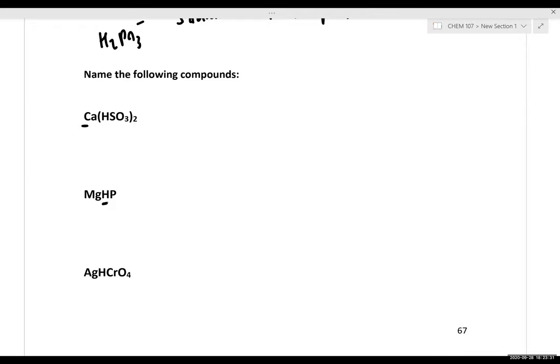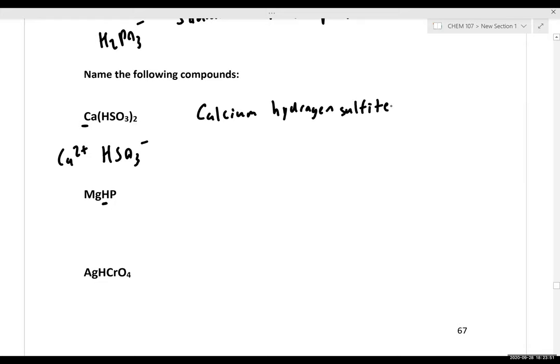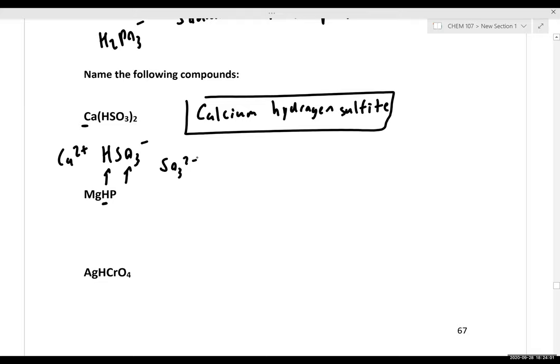Okay, so let's discuss. First, we break down our compound into our two ions. We write the name of our cation, which is calcium. And then we write the name of our polyatomic ion, which in this case would be hydrogen sulfite. Does this first example make sense to everyone? Hydrogen, because we have a hydrogen, and SO3 2 minus is known as sulfite. Does this make sense to everyone?